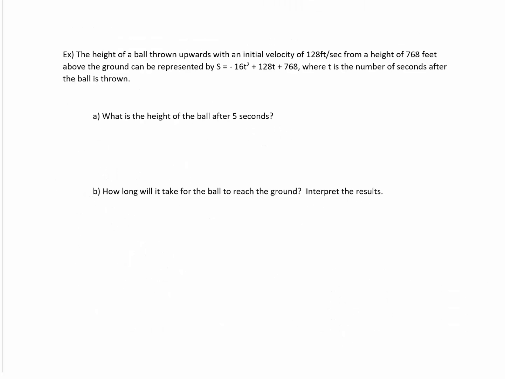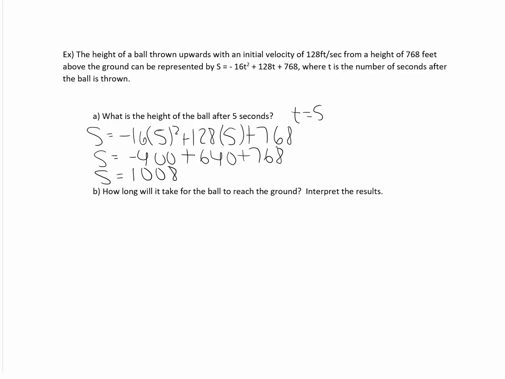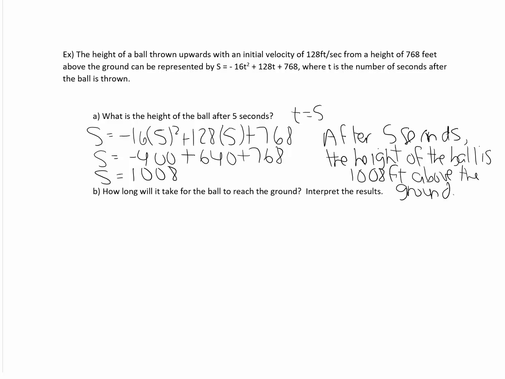All right, let's take a look at the next example then. The height of a ball thrown upwards with an initial velocity of 128 feet per second from a height of 768 feet above the ground can be represented by this equation, where t is the number of seconds after the ball is thrown. What is the height of the ball after 5 seconds? Well, because time is represented by t, I'm going to have t equal to 5 here. And when I simplify, I get this. I get 1,008. So now let's write out what this means. After 5 seconds, the height of the ball is 1,008 feet above the ground.